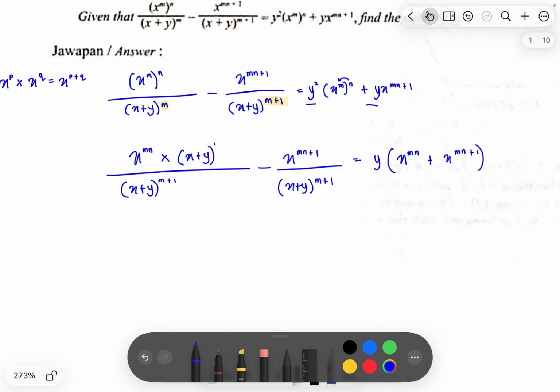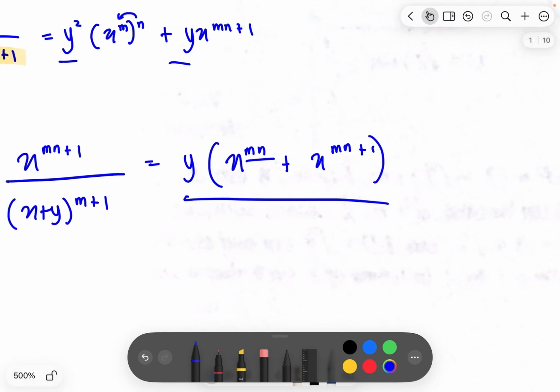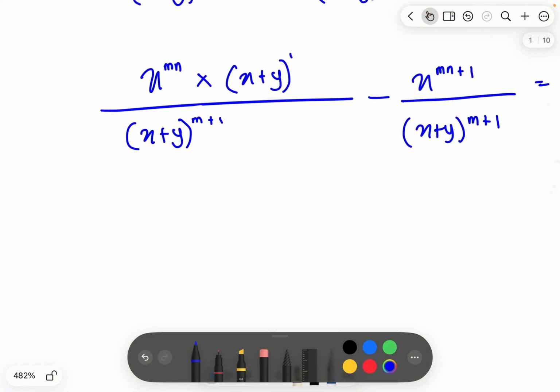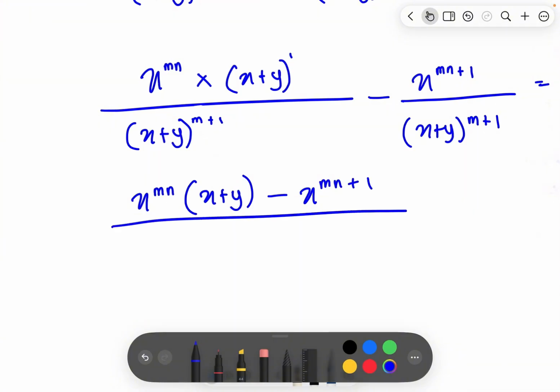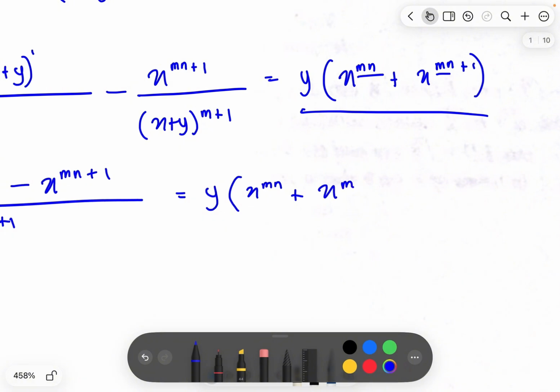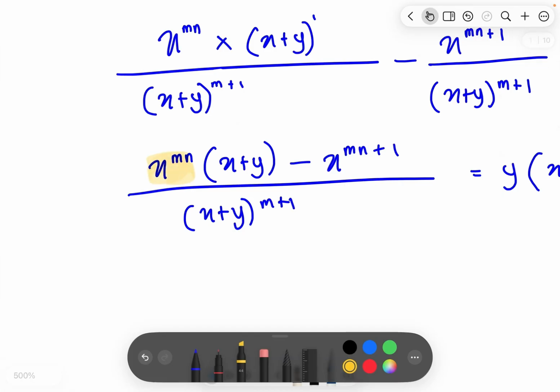Okay, I'll just leave it like this first, and you guys also notice how there's mn and mn. Okay, we'll get to that later. I'm going to focus on this part. Okay, so now I'm going to combine this fraction, and I'll get this minus x^(mn plus 1) over (x plus y)^(m plus 1), and it's equal to y bracket x^mn plus x^(mn plus 1).